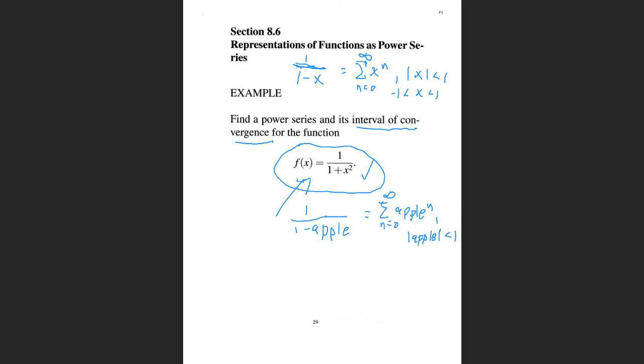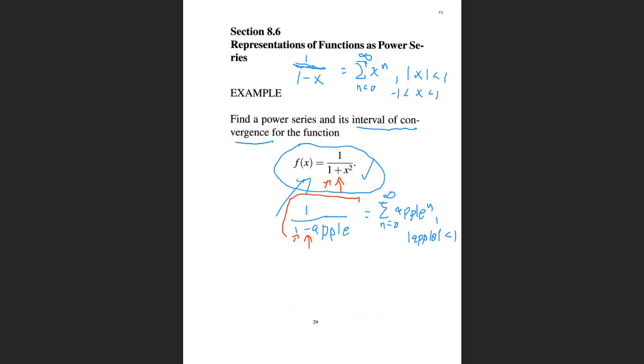But how are we going to manipulate this function to make it look like this function here? I mean, for instance, we have a minus there. We do have a 1 here and a 1 there, but we have a minus, whereas here in the function we have a plus. So let me show you how we would do this.